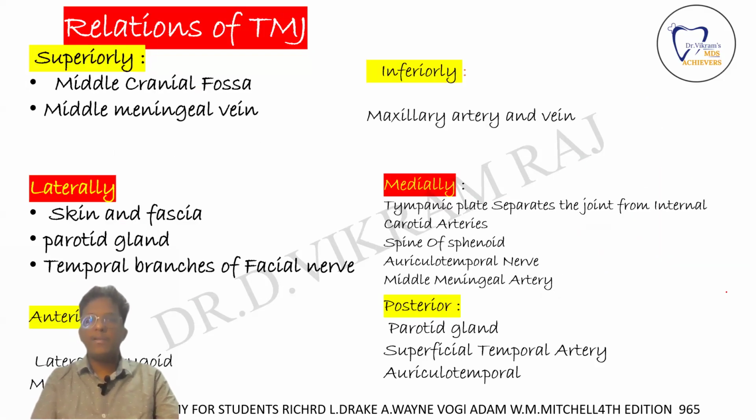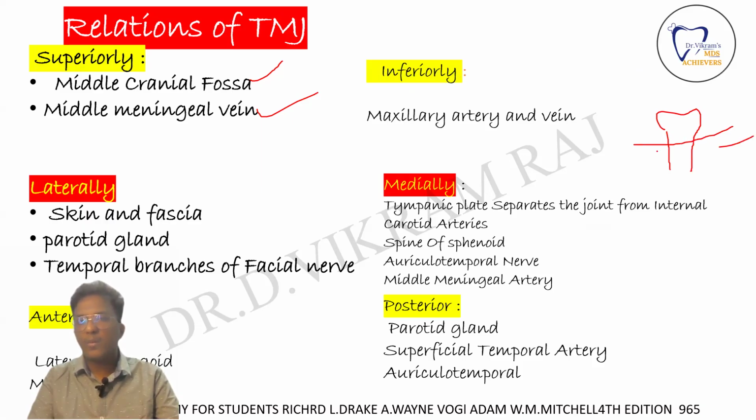Relations of the temporomandibular joint are: superior relations are the middle cranial fossa and middle meningeal vein. Whenever we are doing any kind of surgery on the temporomandibular joint, we need to be cautious about these factors. Inferiorly, it is the maxillary artery and maxillary vein, and laterally it is the skin and fascia and parotid gland, and the temporal branches of the facial nerve.